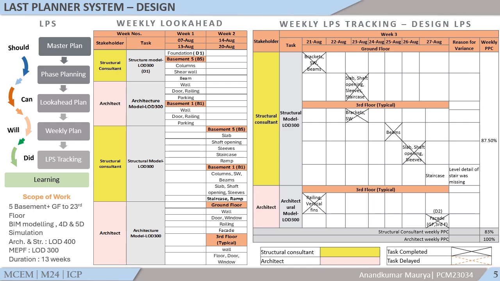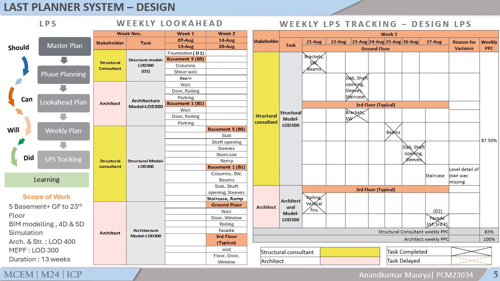The Last Planner System shows the principle of pull planning. In the look ahead plan, the foreman or last planner doing the work commits to what he can do. In the weekly plan, he assures that he will do the committed activities, and during LPS tracking the completed activities are tracked, as we can see in this table.